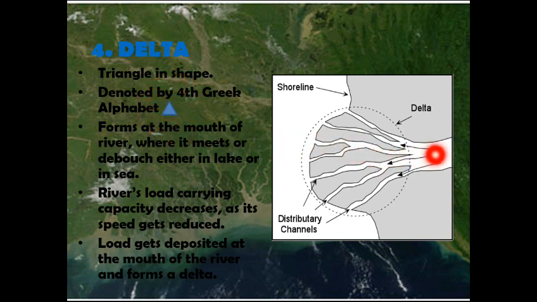It forms near the mouth of the stream. This is the main stream, and these are the distributary channels of the stream. This is the shoreline. And this region where it meets the sea is the delta. Here its load capacity decreases and it deposits all the loads here. So all the alluvium is deposited here at the mouth.